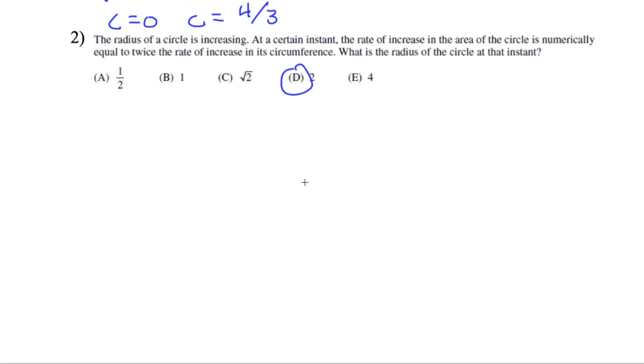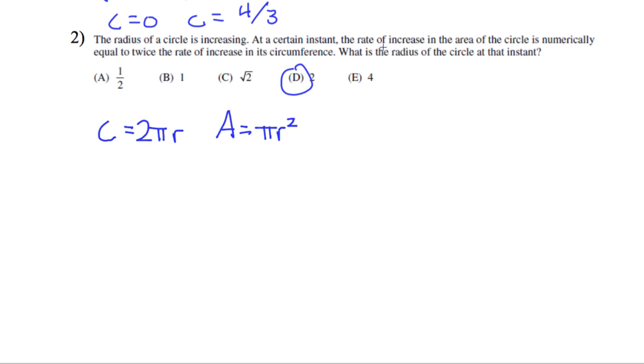All right, we have a circle increasing. What do we know about circles? Circle circumference is equal to 2 pi r. List everything that we know. Area is equal to pi r squared. Okay, we have those things memorized. They have to be memorized. Let's read the rest of the problem.